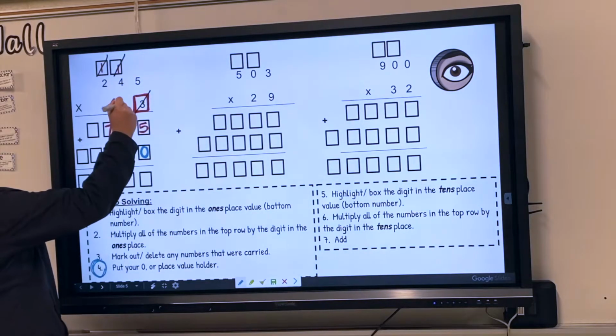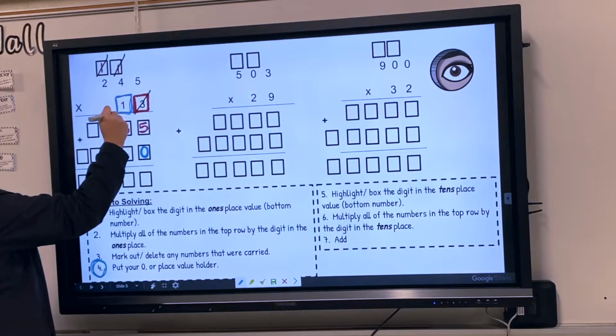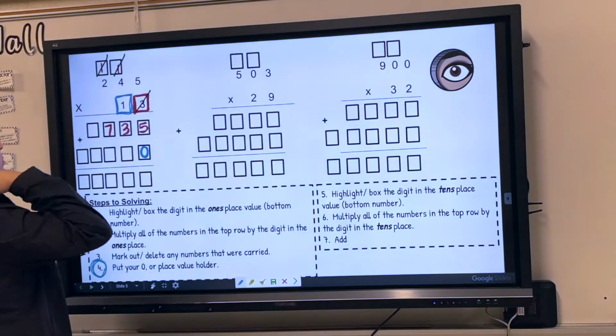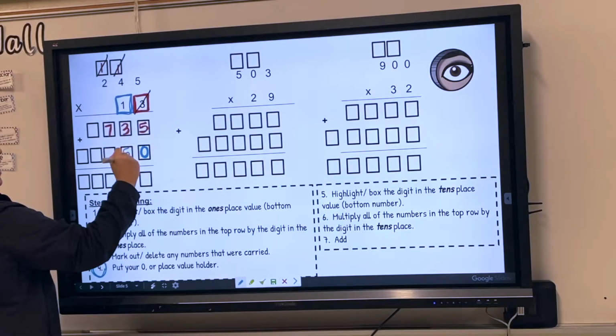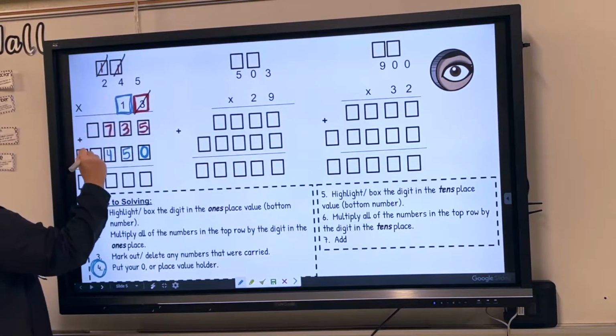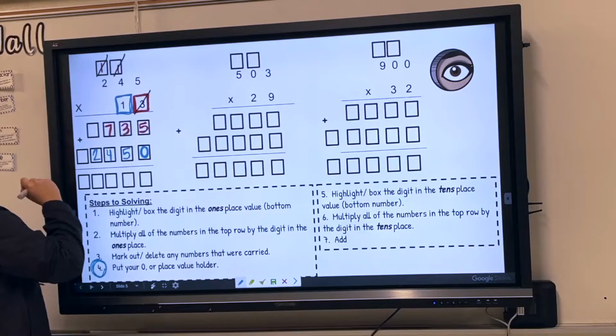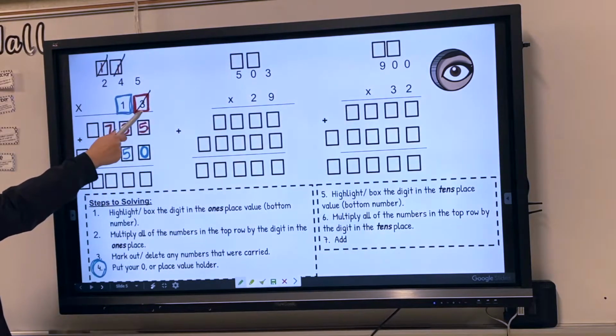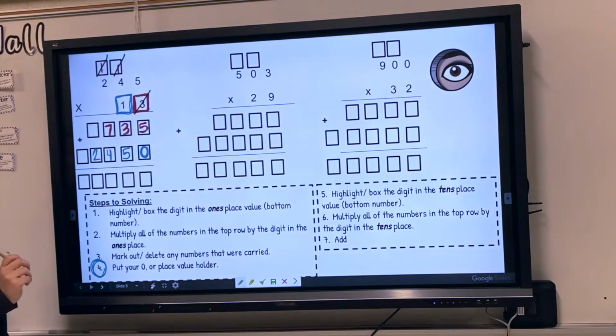Now that I've done that, I'm going to box or highlight my number 1. So I know, okay, now I'm going to do 245 times 1. 5 times 1 is 5. 4 times 1 is 4. 2 times 1 is 2. I don't have any other numbers up top, so now I can add the products of 245 times 3 and 245 technically times 10. So let me add.